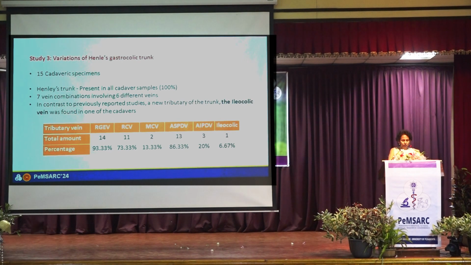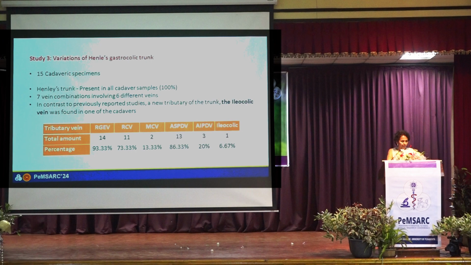Henle's trunk was present in all cadaveric samples, with 7 vein combinations involving 6 different cases. In contrast to previously reported studies, within our study we identified the ileocolic vein as a new contributory vein of Henle's trunk. Here, the main tributary vein was the right gastroepiploic vein, followed by the right colic vein.